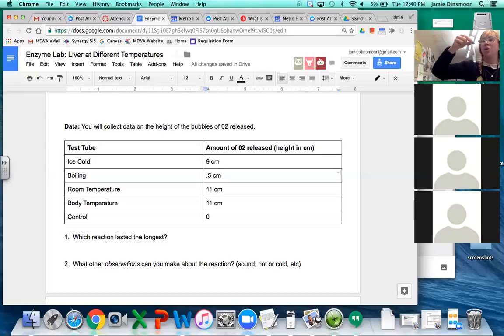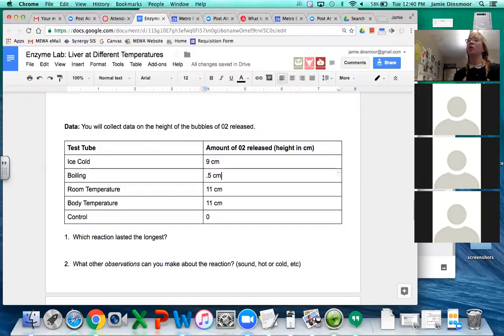Look, this reaction is still going. There's still bubbling happening in the body temperature liver because it's still working. Those enzymes can keep getting reused. They're not like disposable cups that you just throw away. They keep getting used over and over and over. So they're still working right now to break down every last bit of that hydrogen peroxide, whereas the cooked liver and the really cold liver, not as much.